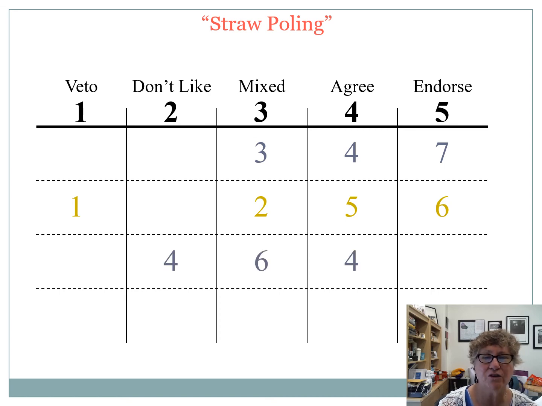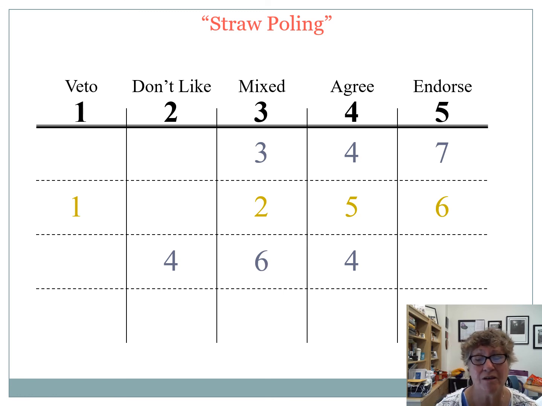So in this first one, you have mixed, agree, endorse. This sounds pretty good. I think you could go with this one. On this one, it's still strong, endorse, agree, mixed, but you do have the veto. And if you're going to follow your own rules, you've got to say, that one's not going to work. And then you have this one that's sort of in the middle. Mixed is the highest, agree 4, don't like 4.